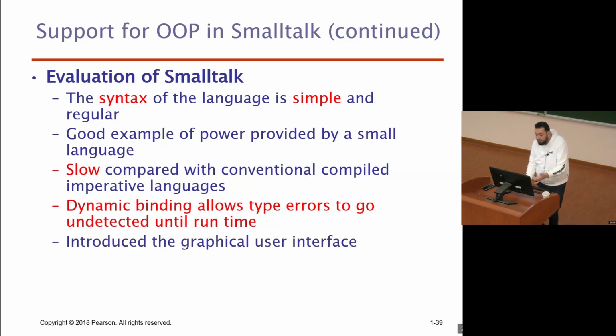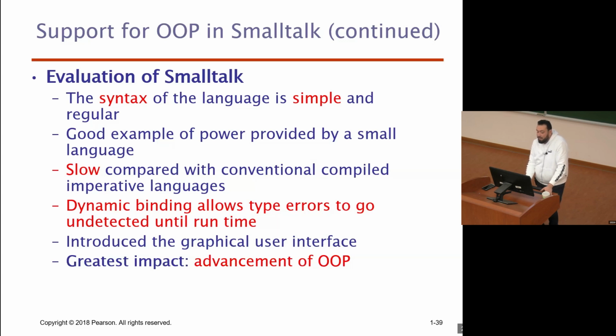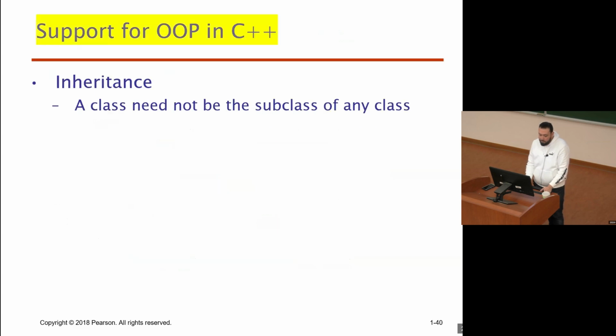It introduced the graphical user interface. So that's a good thing about it. And then also the greatest impact was the advancement of OOP. So this actually was a big thing when Smalltalk came. And then C++ came after it and became one of the more popular. That's why Smalltalk is not very popular nowadays.